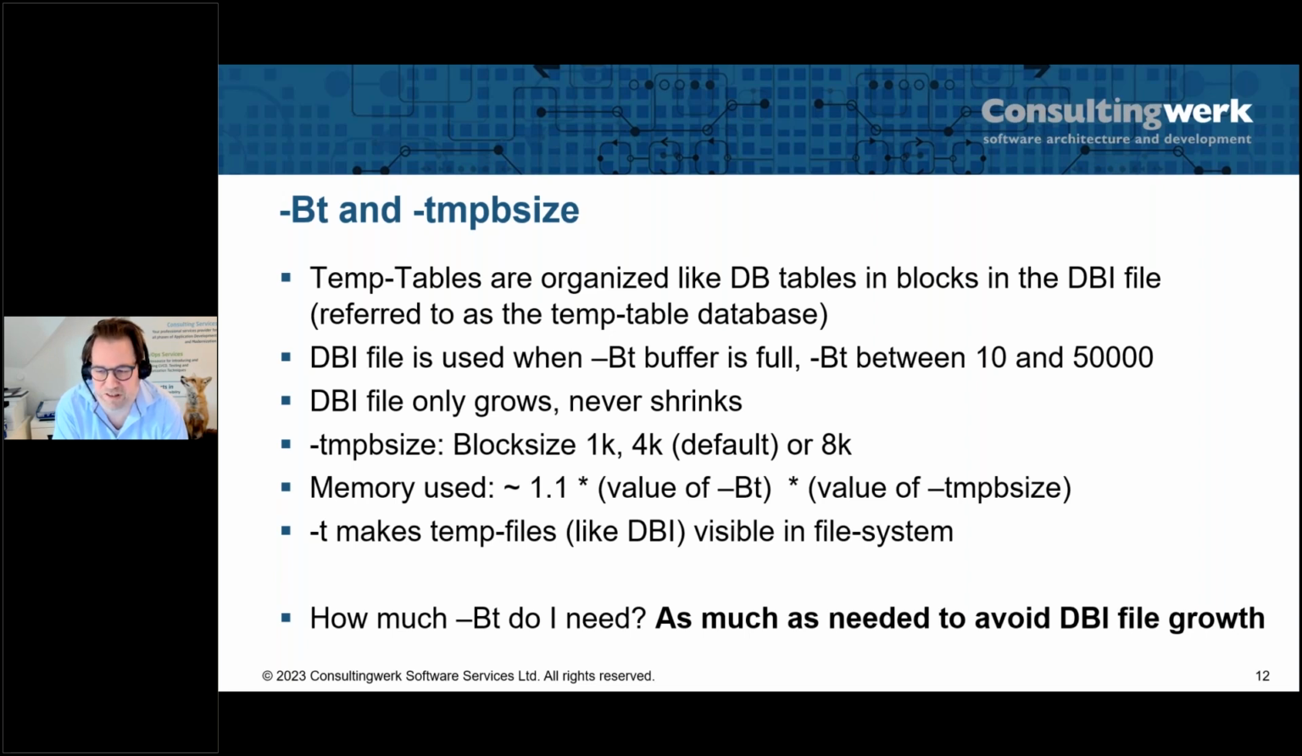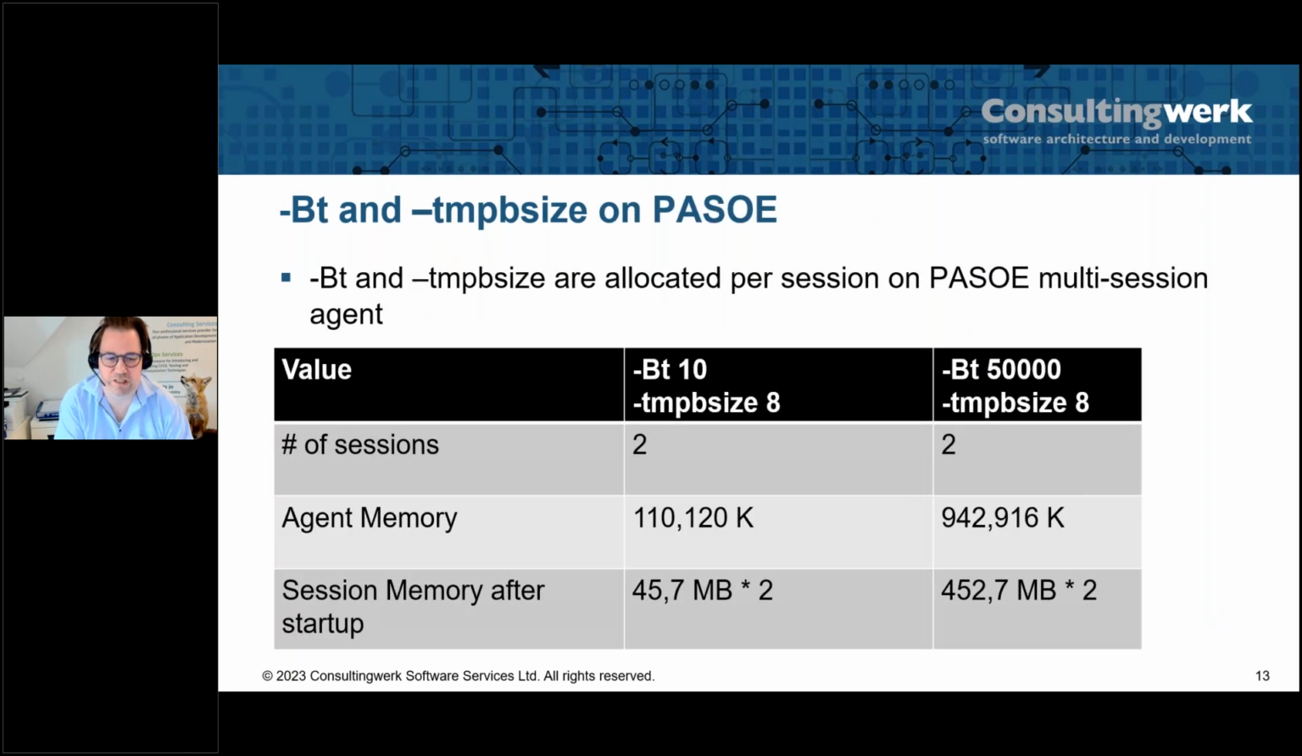I assume that the value of 50,000 is just a randomly chosen value. I don't think that's a technical limitation that Progress couldn't increase, but that is the range that we have. And we'll see very soon what impact it makes to the runtime performance when you use a larger or smaller temp table buffer.